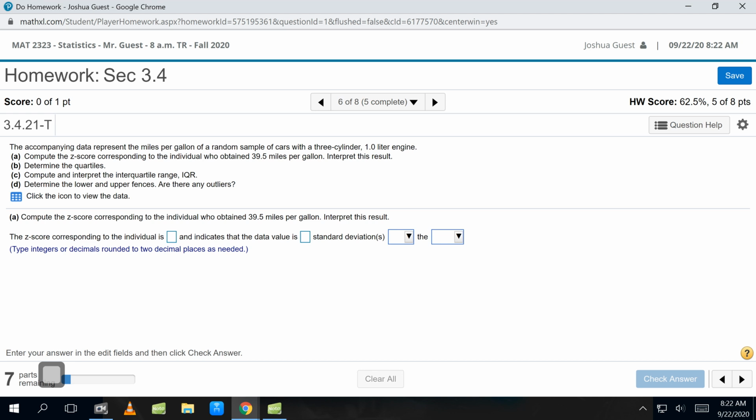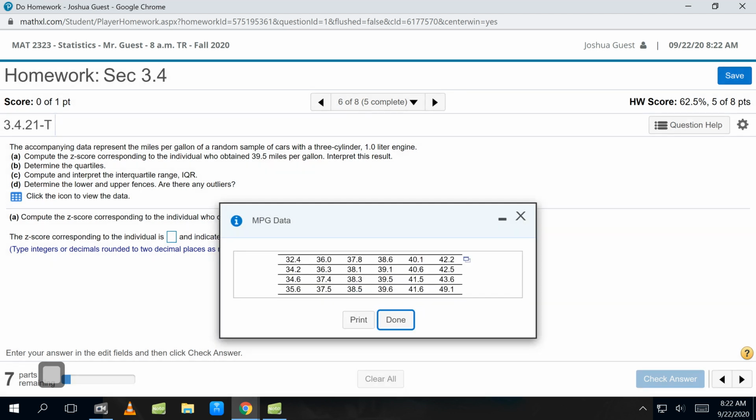The accompanying data represent the miles per gallon of a random sample of cars with a 3-cylinder, 1-liter engine. I don't know much about vehicles, but I always thought they were even number of cylinders, but maybe not. Compute the Z-score corresponding to the individual who obtained 39.5 miles per gallon. Interpret the result. So, do I see data up here? No, what do I look at to look at the data? There's this little icon, right? Click this to see the data. There's the data.